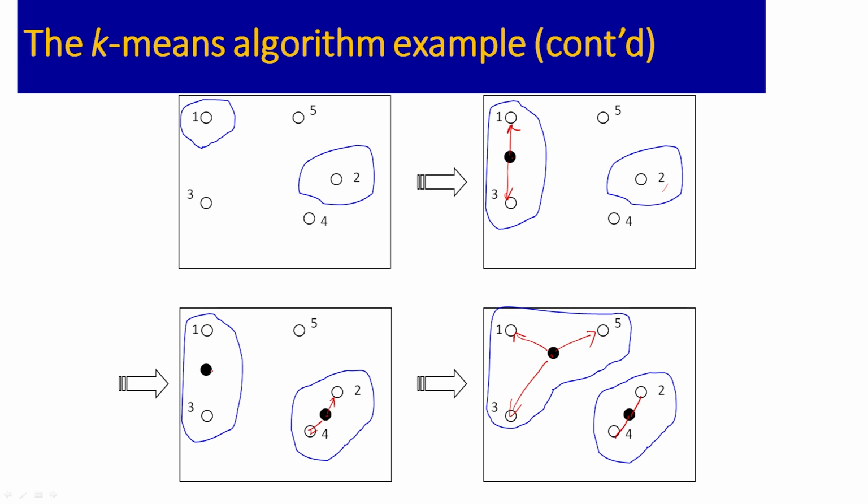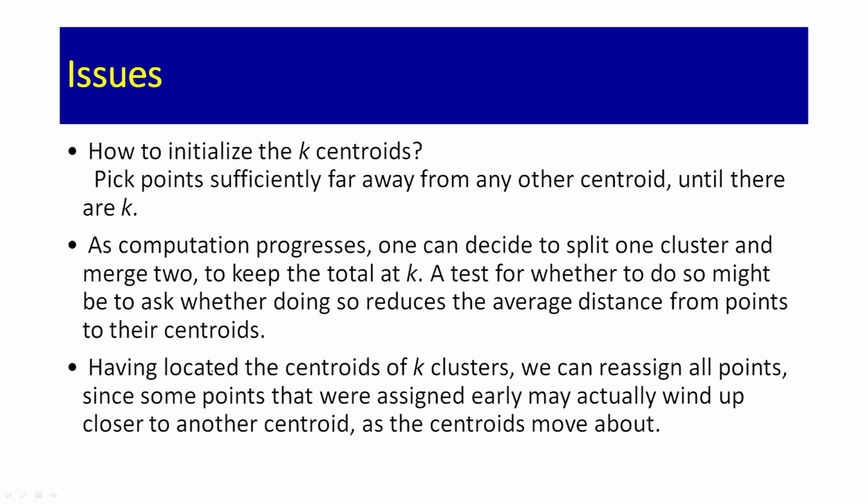So, how to initialize this kind of centroids? Pick points sufficiently far away from any other centroids. Just pick any points which are sufficiently far away from other centroids. Now, as the computation progresses, one can decide to split one cluster or merge 2, or keep the total at K.